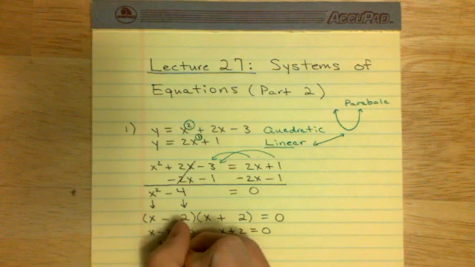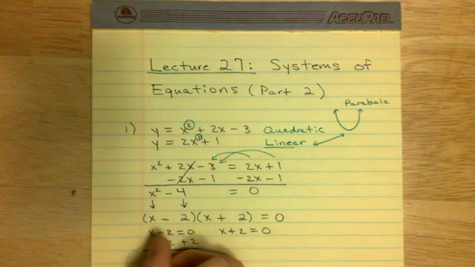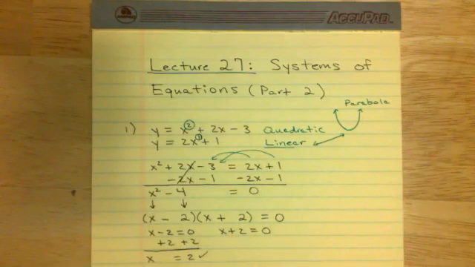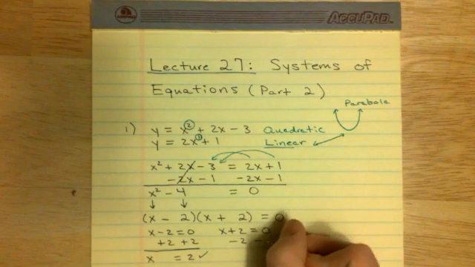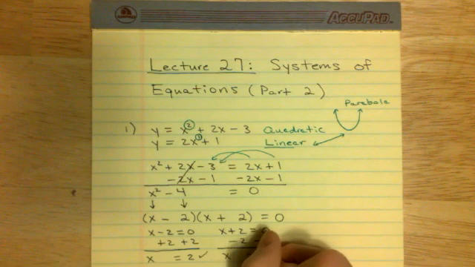So here I can add 2 to both sides, and I get x equals positive 2. Over on the right side, I can subtract 2 from both sides to get rid of the positive 2, and I get x equals negative 2.